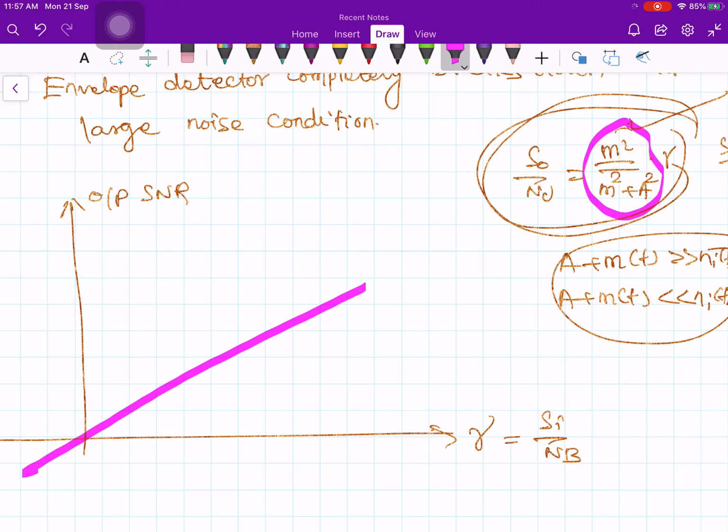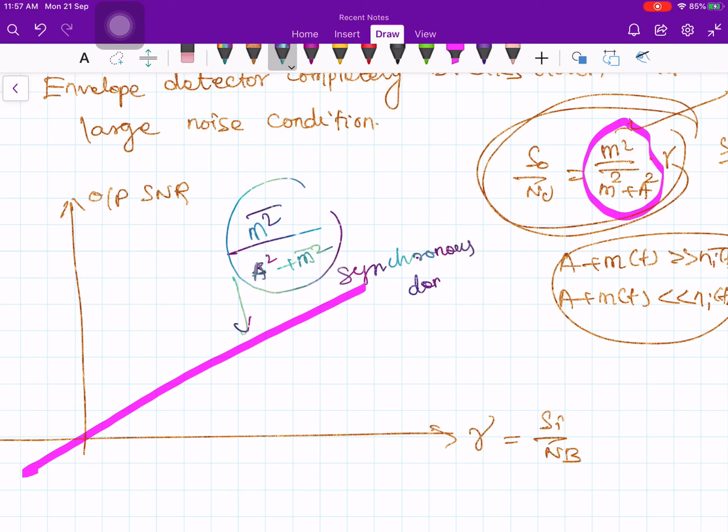Okay, so output SNR versus gamma, you get a straight line. And what is the slope of this line? This is m square bar divided by a square plus m square bar. Therefore, the output SNR is a straight line with the slope m square bar divided by a square plus m square bar. This is for synchronous demodulator. So it is a constant slope and it will pass through the origin. Okay, it is a straight line curve.